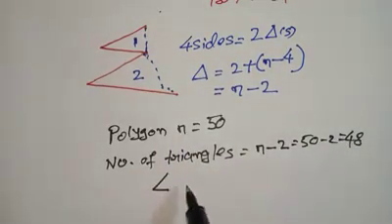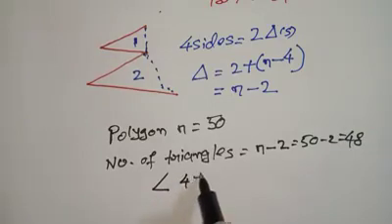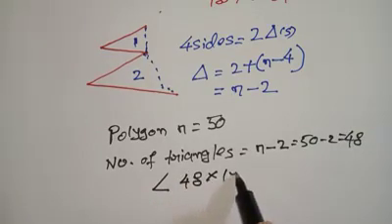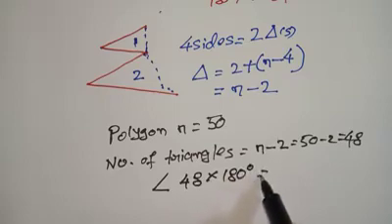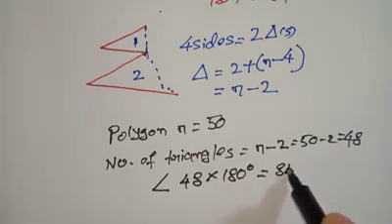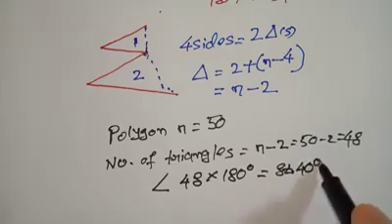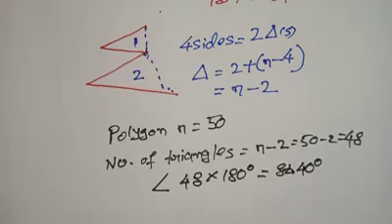So how many angles will we get? The sum of the angles will be 48 multiplied by 180 degrees. It would be 8640 degrees.